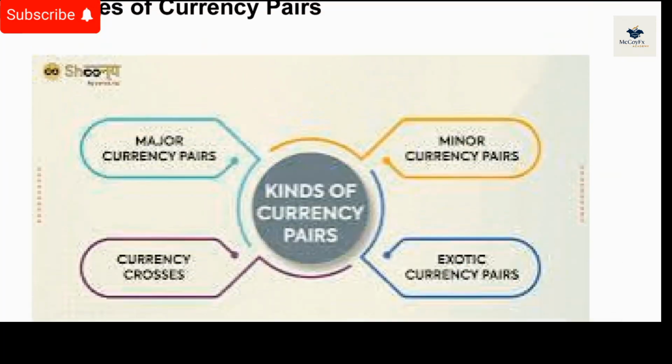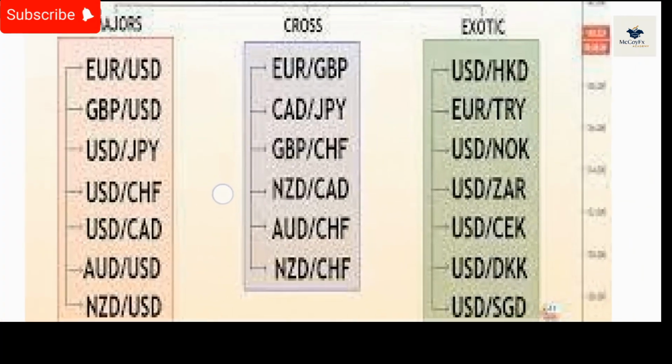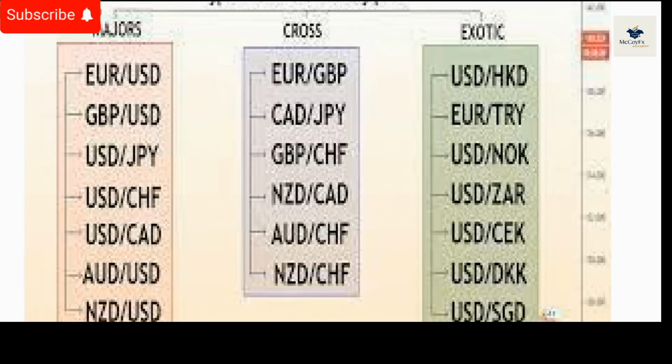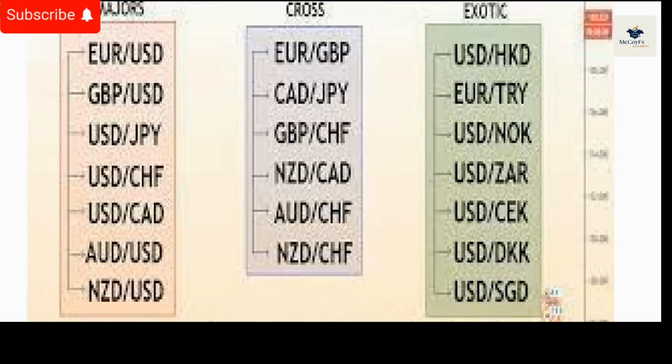Let's go back to this diagram and look at the currency pairs very well. When you come here, you can see the 3 of them. You have majors, crosses, and exotics. Under them, you can see here we have the majors, that includes the USD. You can see every currency under the major have USD. Either the USD is acting as the quote currency or the base currency.